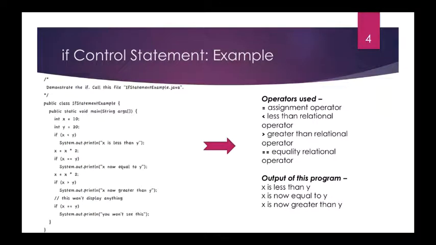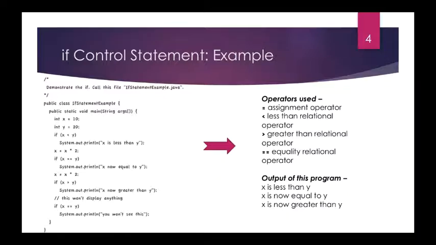Let's look at an example of the if control statement. We have a class and a main method. In this we have a variable x which is assigned a value of 10 and a variable y which is assigned a value of 20. Both x and y are of integer type. Next we have the if condition to check if x is less than y. x less than y evaluates to true in this case, and the print statement "x is less than y" will be printed to the console.